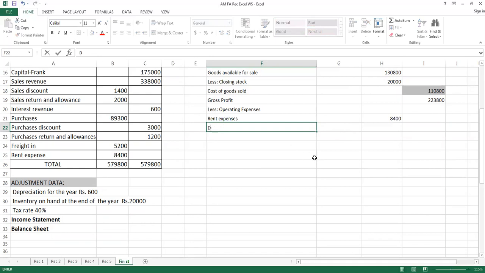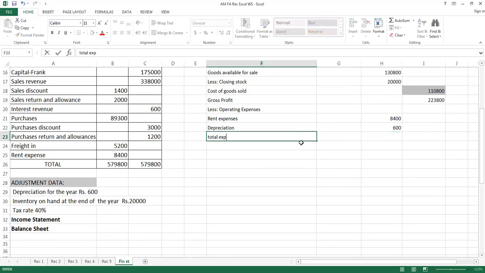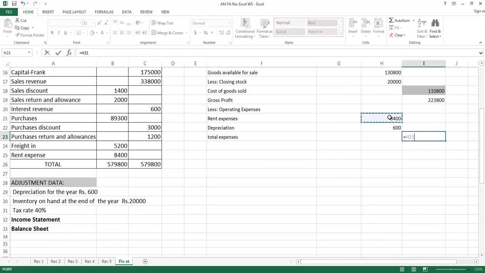Sorry, one more expense is given here. This is depreciation. Depreciation is given in additional data of 600. So this 600 will also be reported here. Now this will give you total expenses. So whatever expenses are given, 2, 5, 6, 8, 10, you will take the sum of all the expenses and report it here.